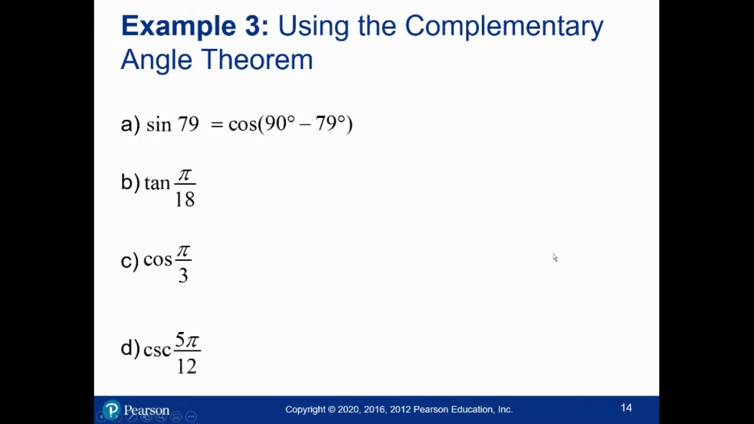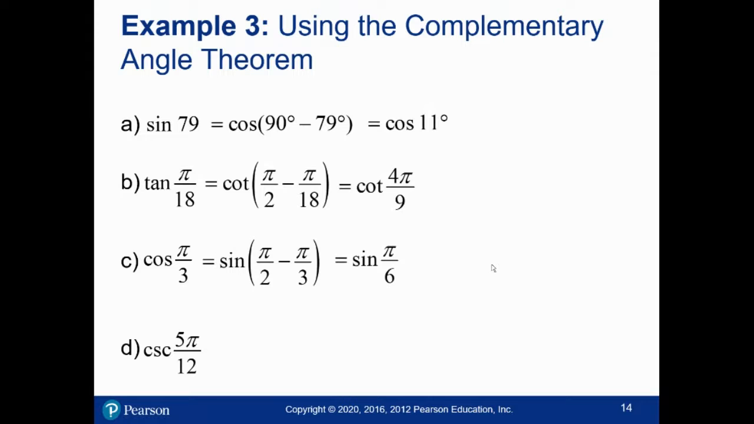Okay, so for the first one, it's cosine 11, as we just saw. For parts B, C, and D, we need to work in radians, which means we use pi over 2 instead of 90 degrees. So we get cotangent of 4 pi over 9, the sine of pi over 6, and the secant of pi over 12. So if you got all of those, great. If you made some mistakes, check here and see what went wrong. Otherwise, we're going to keep going.